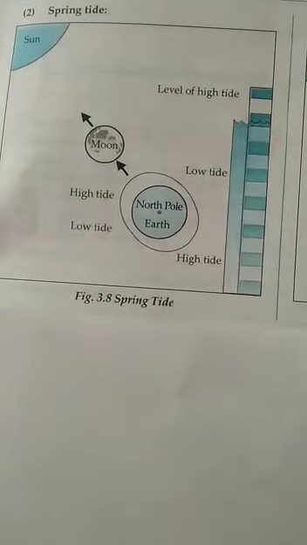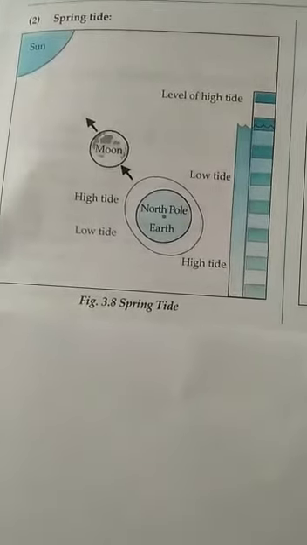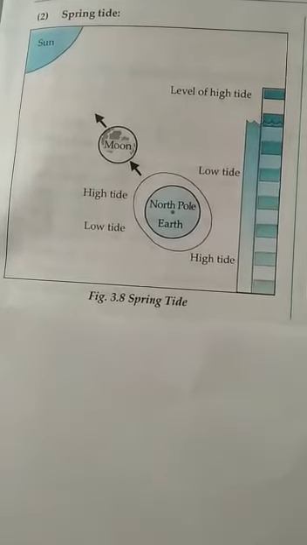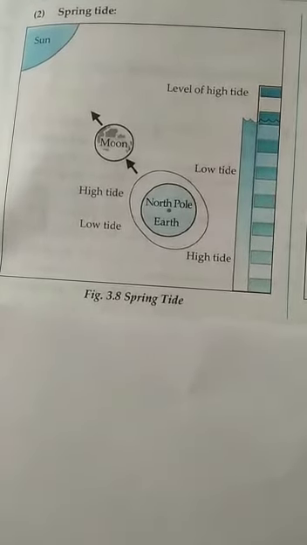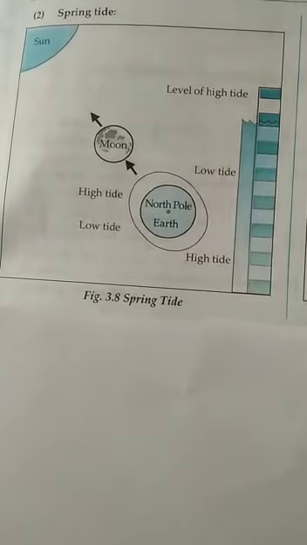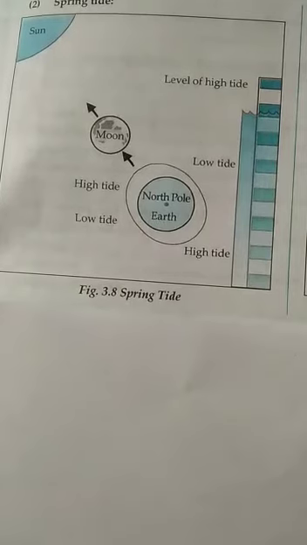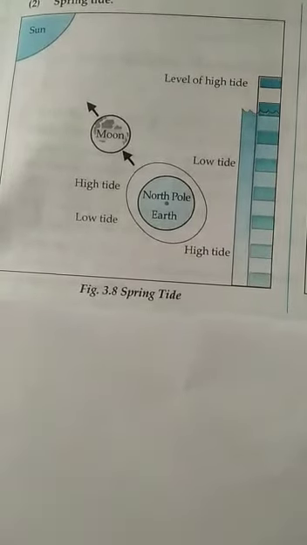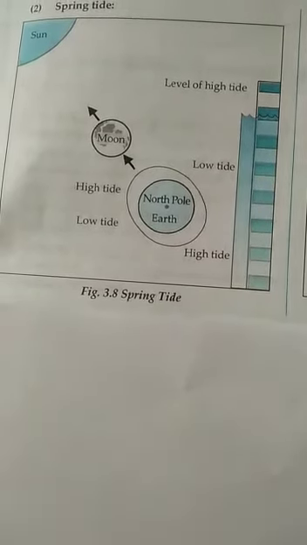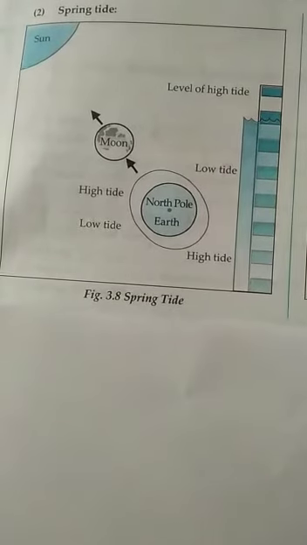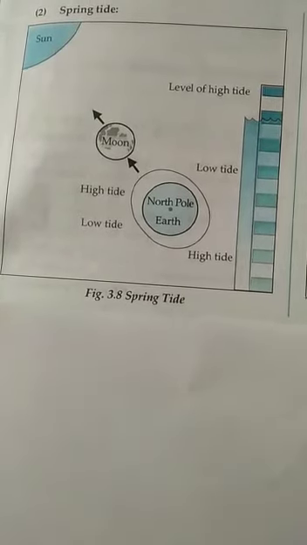What happens when this tide occurs? The gravitational pull of the moon and the sun act in the same direction. Look at the figure carefully. So the total pull increases. Hence, the tide on these days is much higher than the average high tide. Understood?